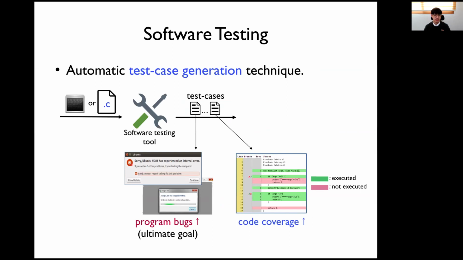At a high level, software testing can be seen as an automatic test case generation technique. This technique takes either a binary file or source code as input, and then aims to automatically generate the test cases that increase code coverage and find many software bugs effectively.